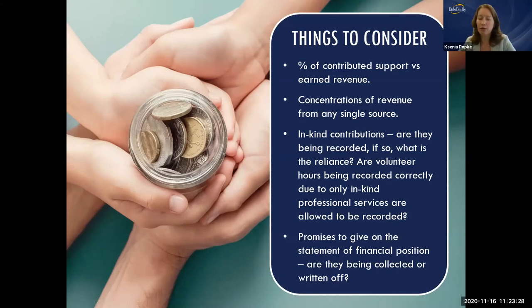Then concentrations of revenue from any single source. Are you tracking your concentrations, whether it's from a donor or a certain grantor, and how are you continuing to foster that relationship? And what is the risk if that particular donor that represents perhaps 30, 40% of your total contribution revenue from the year has a change of heart and spends their dollars elsewhere? Very important to keep donor tracking software so you can see the trends of new donors coming in, donors that are dropping off perhaps, but also keeping track of the concentrations.